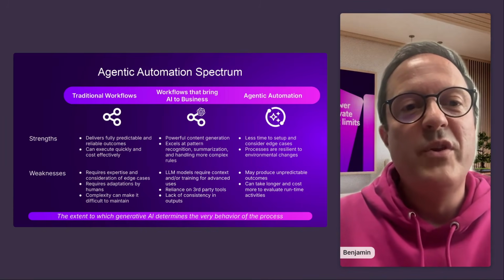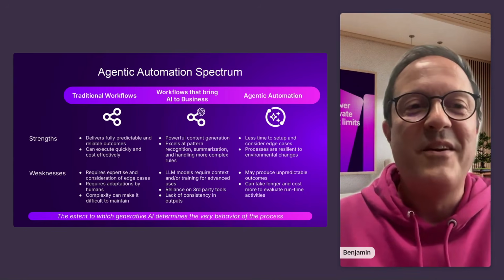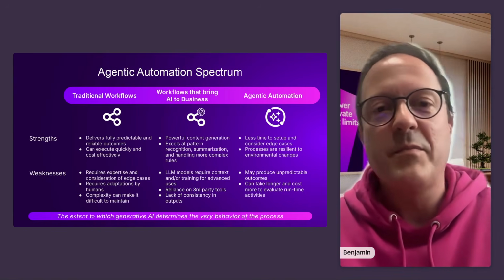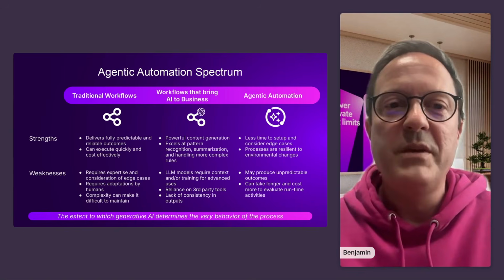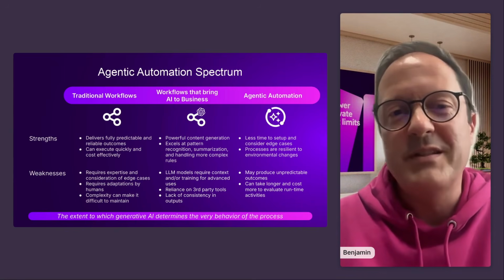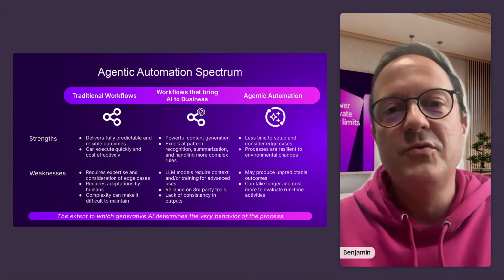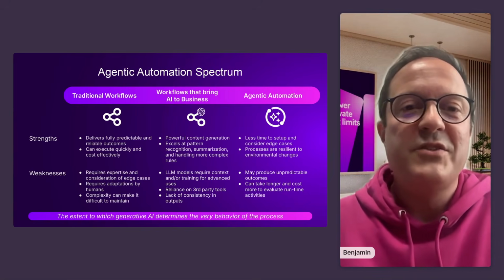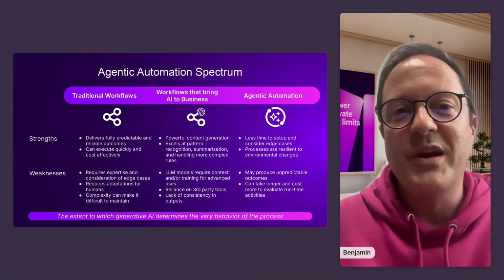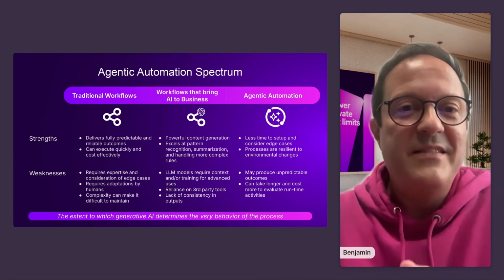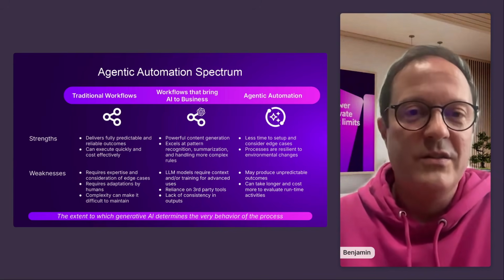With a workflow that brings AI, it's already better, but you're still in the same type of situation. It means that you bring some fuzzy logic, so you can be more adaptable, but you still need to do this maintenance. With agentic automation, now you just give all the capabilities to your agent, and then you can let it handle things alone.